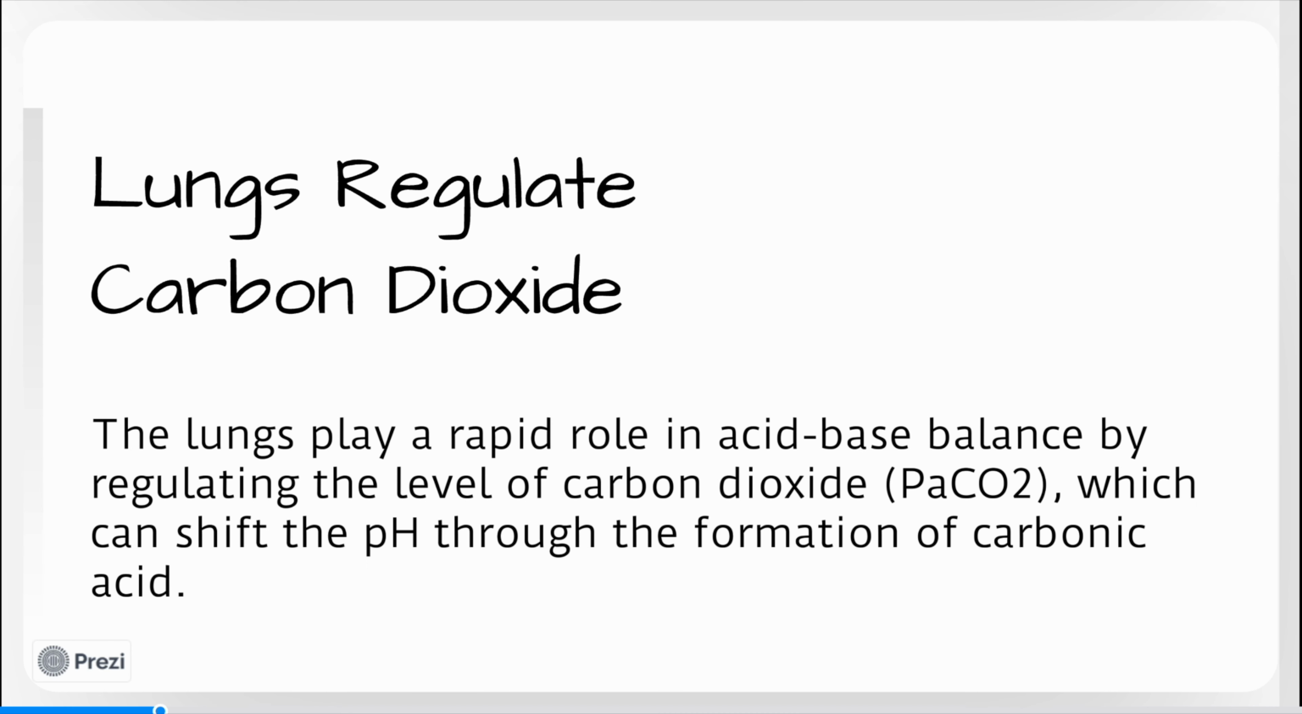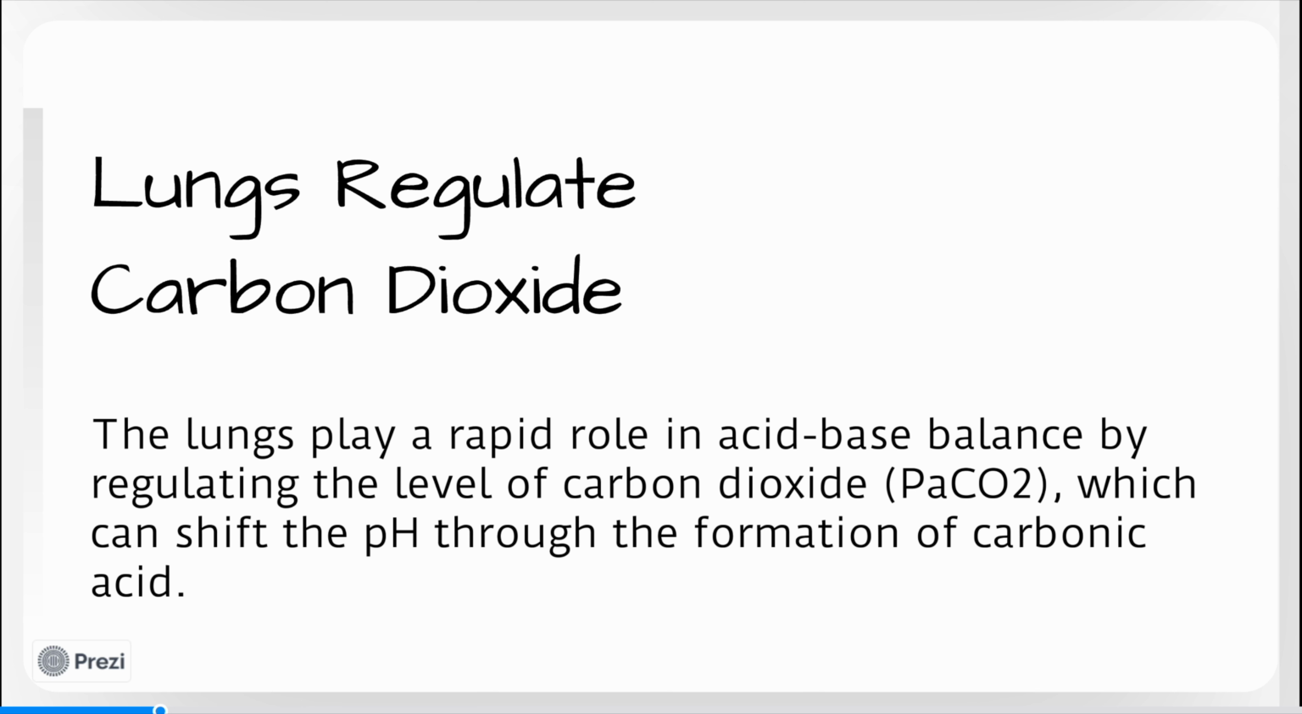The lungs provide a rapid response in maintaining acid-base homeostasis. Their main role is to regulate the level of carbon dioxide in the blood. When carbon dioxide levels rise, it combines with water to form carbonic acid, which lowers pH and makes the blood more acidic. When carbon dioxide levels fall, less carbonic acid is formed, raising pH and making the blood more alkaline.